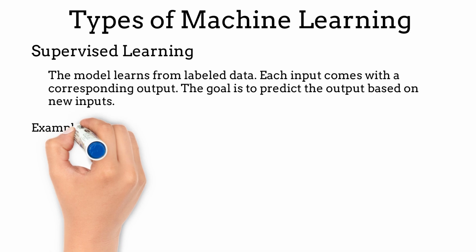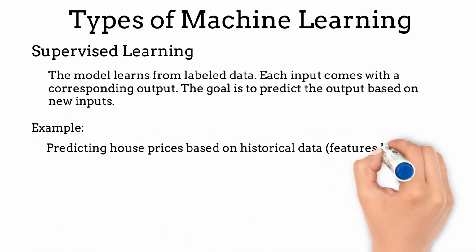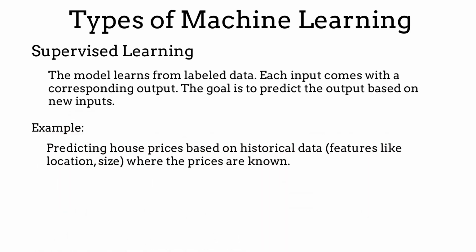Imagine you have historical data on house prices. You know the size, location, and number of bedrooms for each house, and you also know the prices. You'd use supervised learning to predict the price of a new house based on its size and other features.